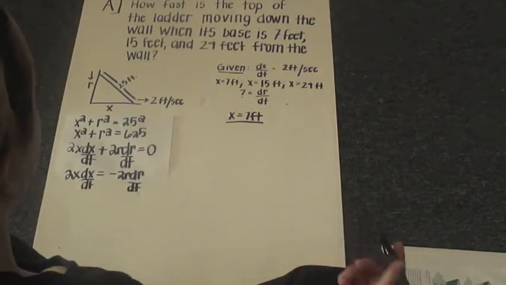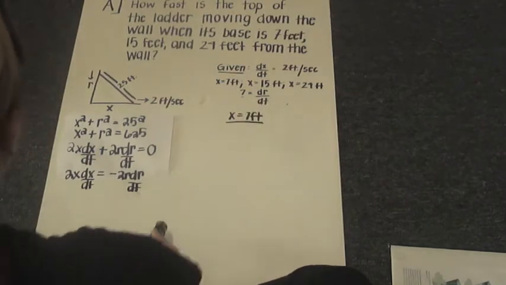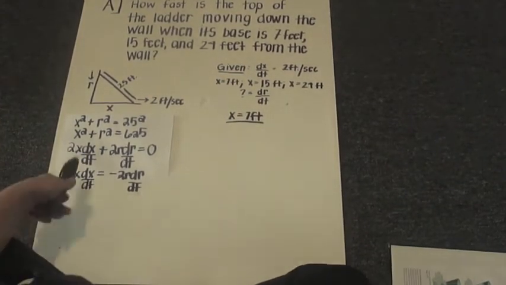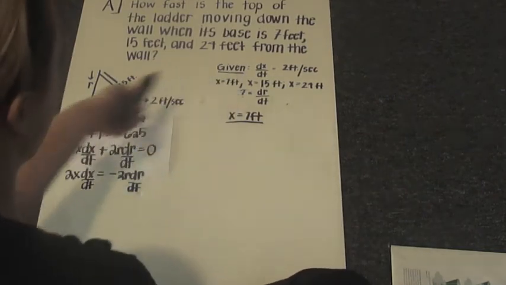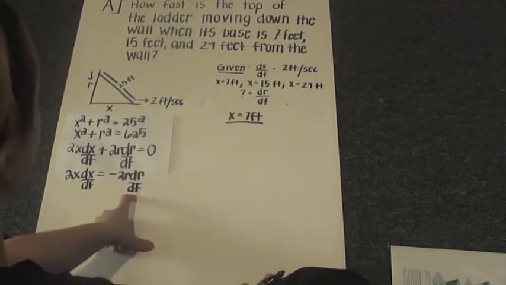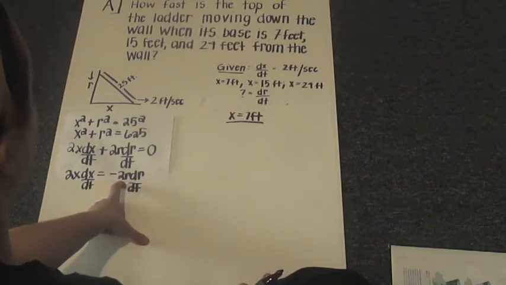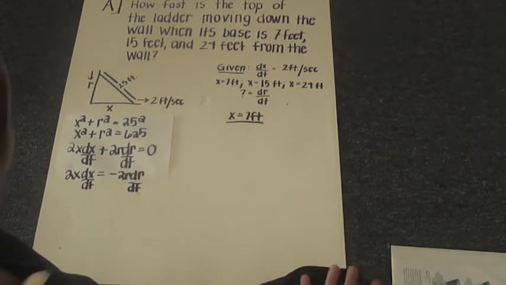But what we realize is that instead of only having one unknown, which is supposed to be dr dt, we have 2 unknowns. We know what x is because that's 7 feet. We know what dx dt is because it was given, but we don't have r or dr dt. And since we're trying to solve for dr dt, we need to know what r is in order to figure it out. So you need to think to yourself, how am I going to solve for r?